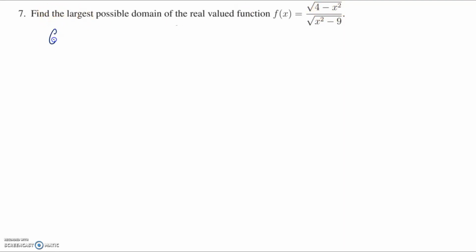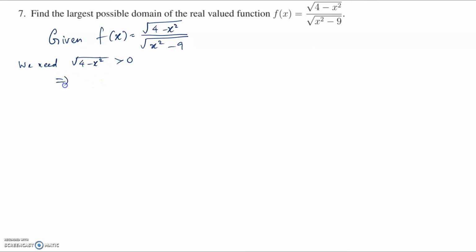So what is given is, given f of x is equal to square root of 4 minus x squared divided by root of x squared minus 9. Now, we need root of 4 minus x squared to be greater than 0. This would imply 4 minus x squared should be greater than 0. So further, this would mean that our x squared has to be less than 4. So we can say that x should be less than 2 and it should be greater than minus 2 to fit this condition.